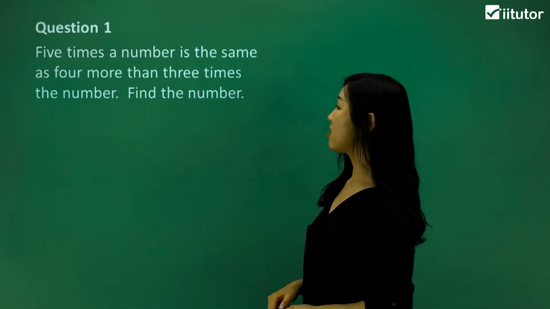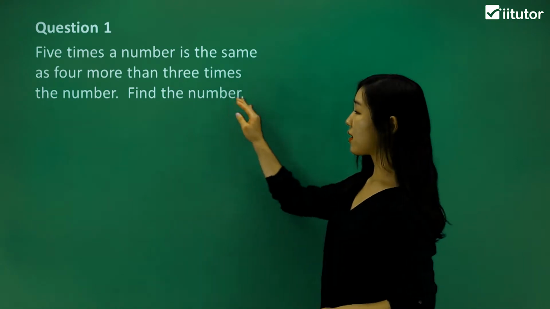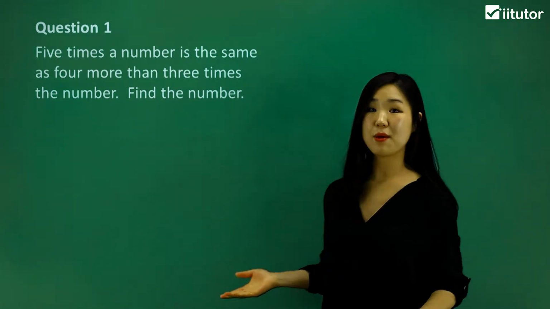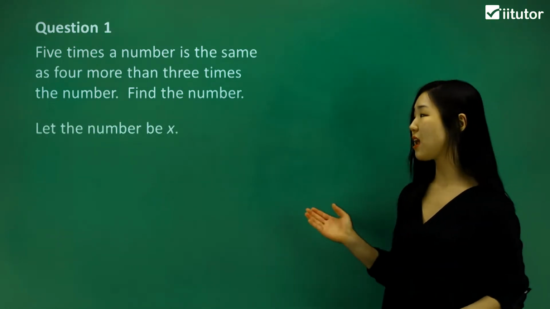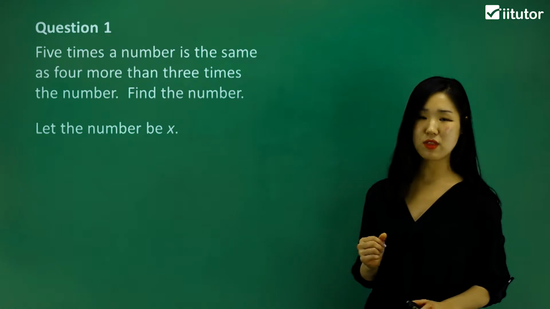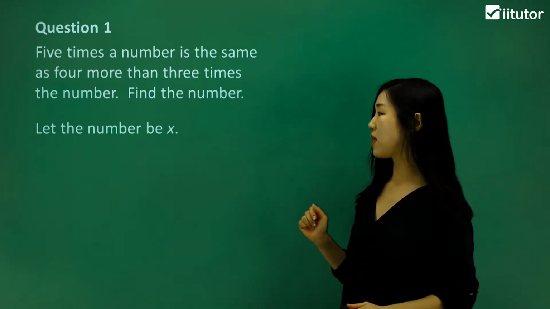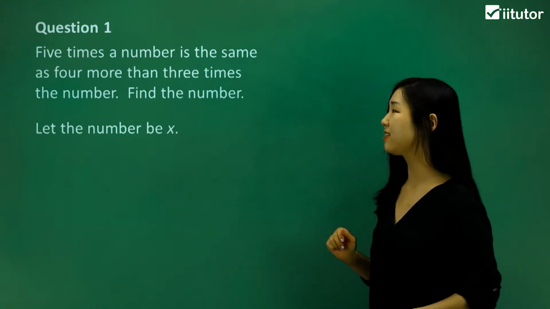It says 5 times a number is the same as 4 more than 3 times the number. Find the number. So the number that we want is unknown, isn't it? So I'm going to let the number be x. So with algebra, try to let what you're looking for be the pronumeral. So I'm going to let the number that we're looking for be x. Now I'm just going to use x. We commonly use x.